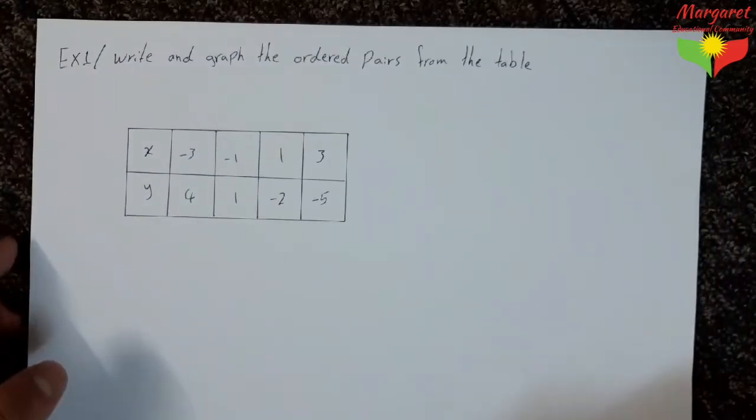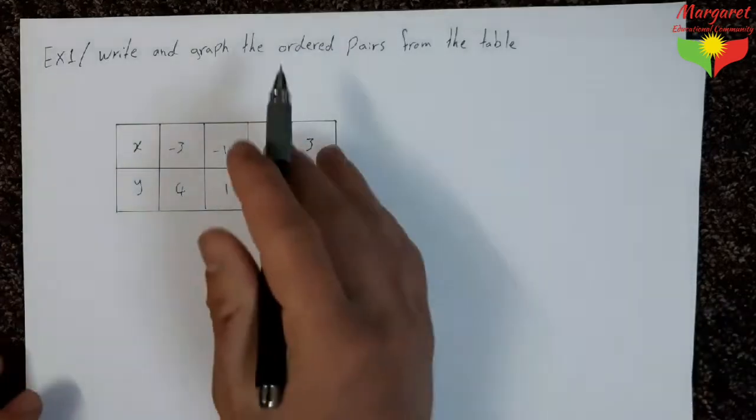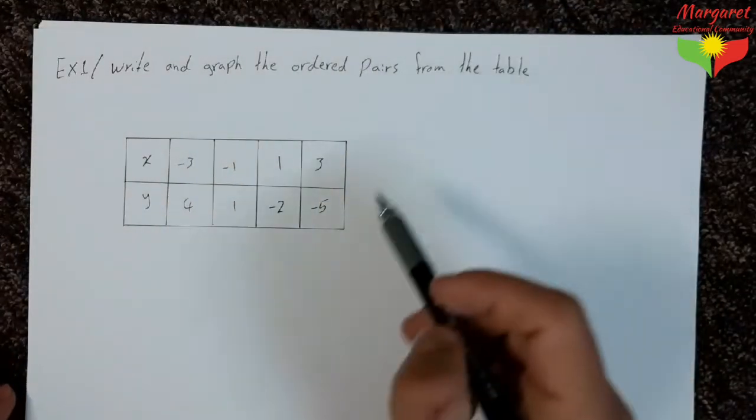Stay with me and let's start Example 1. Example 1 says: write and graph the ordered pairs from the table.